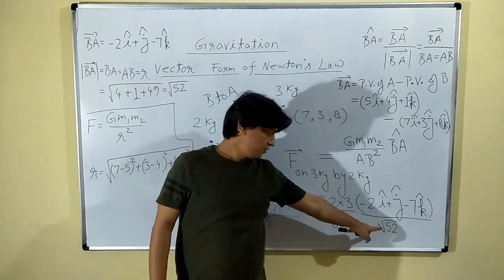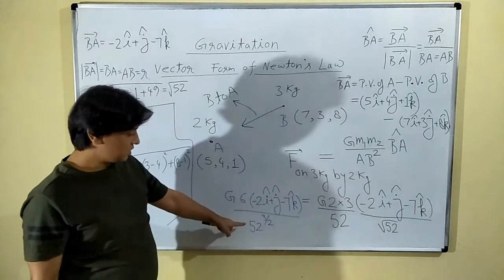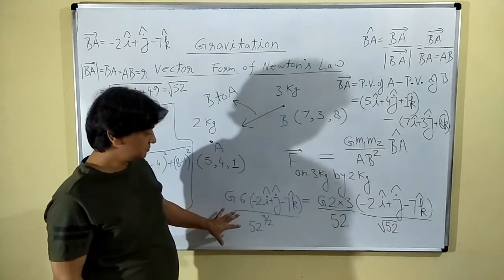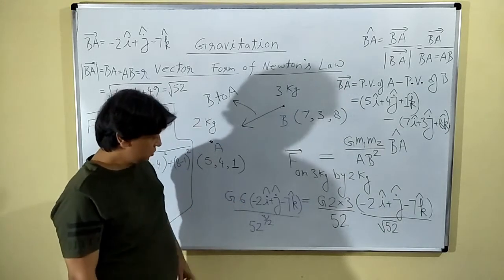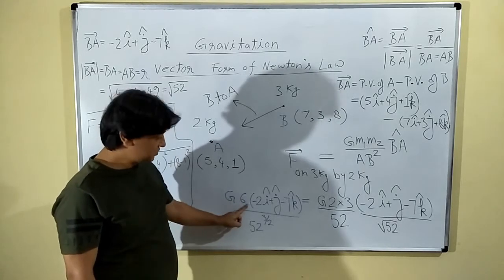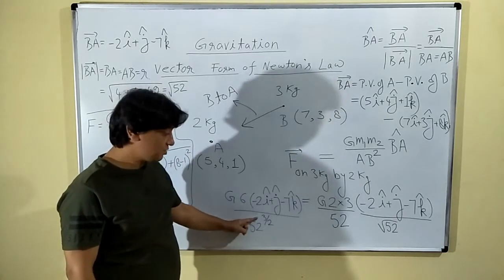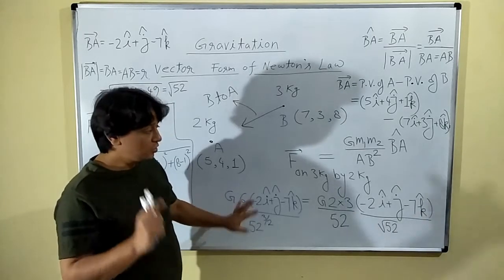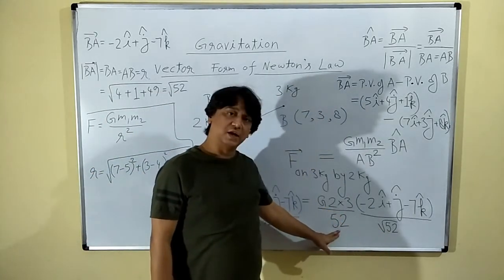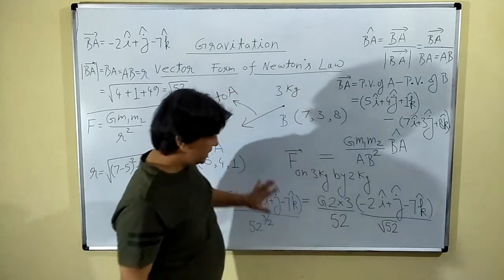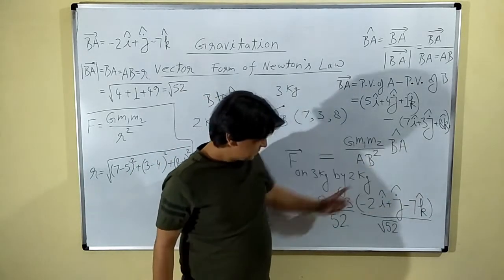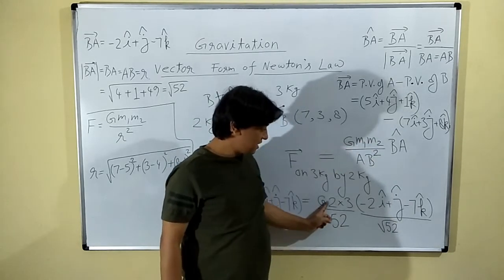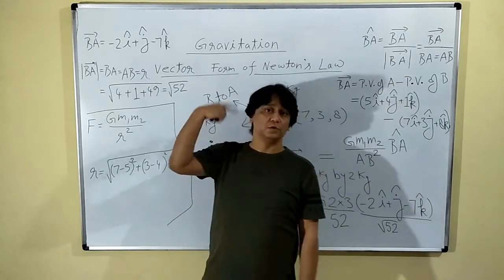52 to the power 1 and 52 to the power half makes 52 to the power 3 by 2. You can simplify this in this form. But when you look at this, 6g divided by 52 to the power 3 by 2 is not the magnitude, because you have additionally multiplied this root 52. In this portion, this much part, G m1 m2 upon AB square, G m1 m2 upon root 52 square.